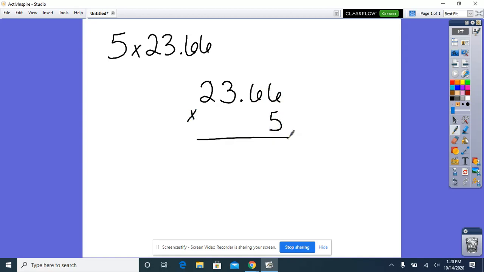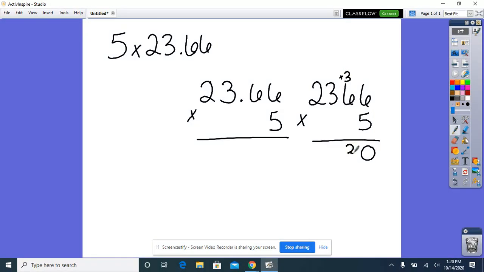So what we're going to do, take that decimal out. I'm just going to rewrite it over here so we can still see where our decimal is. And we're going to multiply like usual. 5 times 6 is 30. My 0 goes here. I carry my 3 up here. 5 times 6 is 30. Plus 3 is 33. So 3 goes here. I carry the other 3. 5 times 3 is 15. Plus 3 is 18. My 8 goes here. I carry my 1 over here. 5 times 2 is 10. Plus 1, don't have anywhere else to carry, is 11.